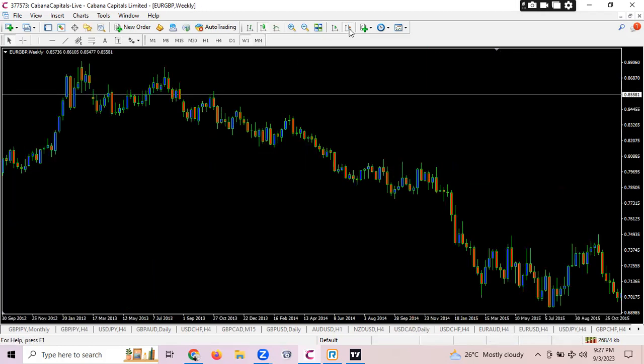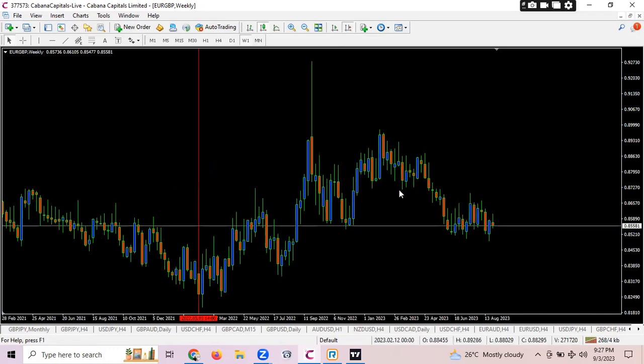Let's go to weekly and see what we have on the weekly. You can see the price action is choppy on Euro GBP. That's because both currencies are strong currencies. Euro and GBP, they are strong currencies. What most people use Euro GBP for is to know which currency pair will be volatile, which amongst GBP USD and Euro USD will be very volatile. That is what most people use Euro GBP for.